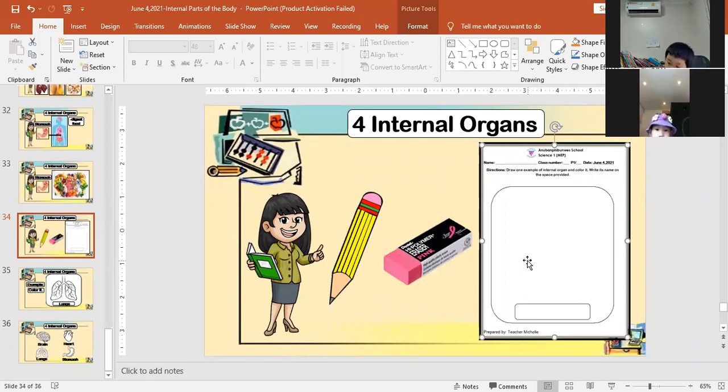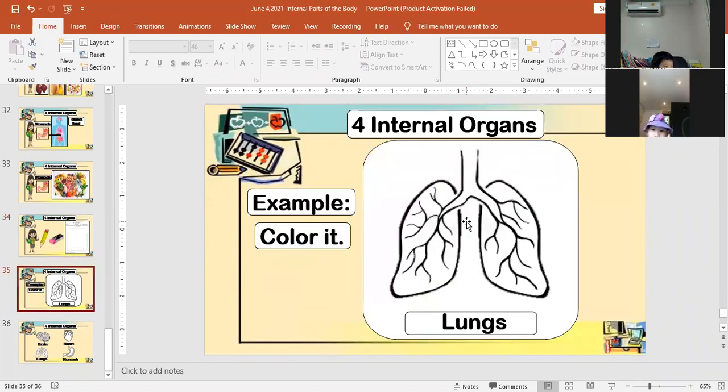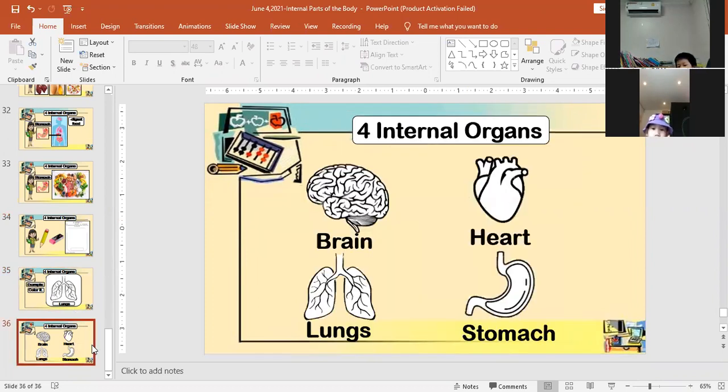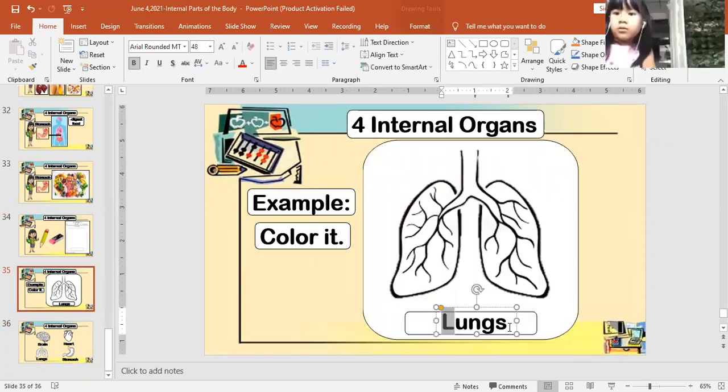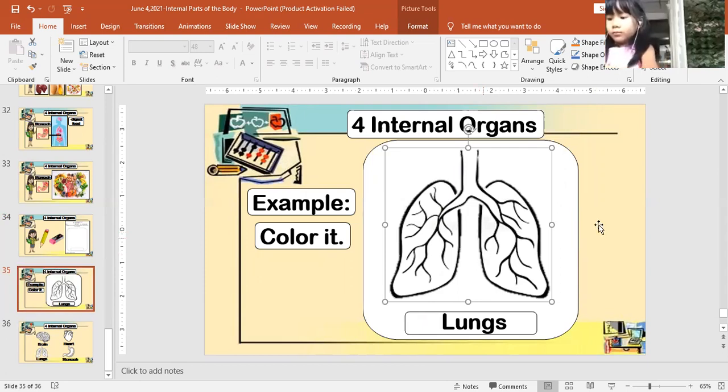Yes. Okay. This time, listen to me. You draw one part of internal organ. One only. Choose any, like an eye. One only. And then you write the name. For example, I will draw lungs. And then color in.